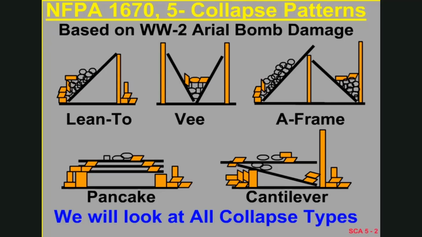NFPA 1670, as we talked about, has listed 5 collapse patterns for years. These were based on World War II aerial bombing damage, but they are still good today in that they indicate and are a communication tool as to what kind of a collapse it might be. These buildings were, for the most part, based on ones with unreinforced masonry walls and wood floors, so one gets the floor panel, if you will, making voids.